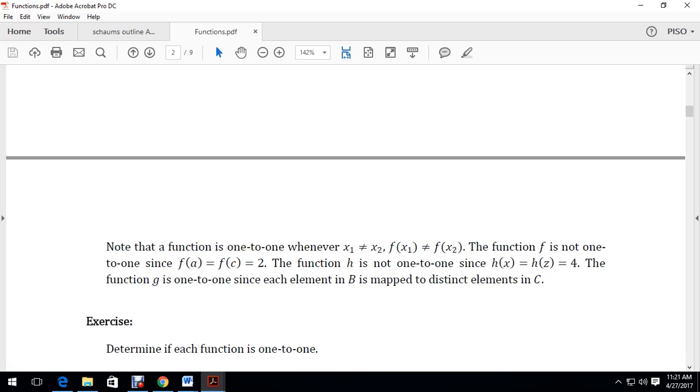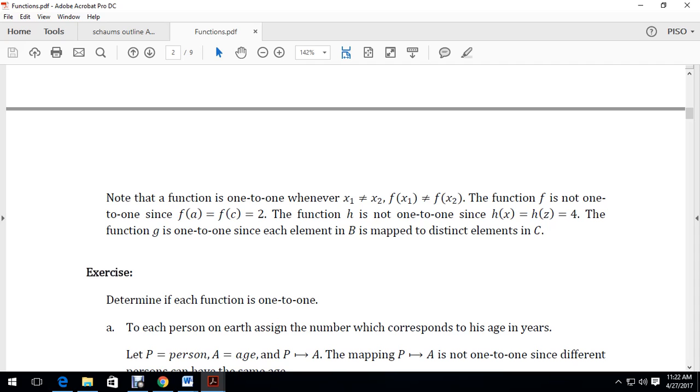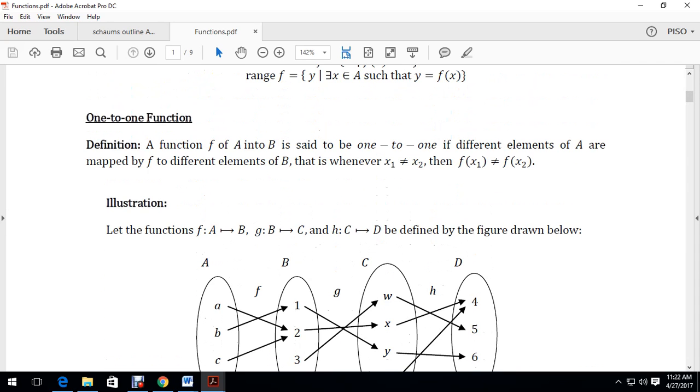Okay, so again, this is the formal reason. Note that a function is one-to-one whenever x sub 1 is not equal to x sub 2, such that f of x sub 1 is not equal to f of x sub 2. The function f is not one-to-one since f of A is equal to f of C is equal to 2. The same goes for the function h. The function h is also not one-to-one since h of x is equal to h of z, which is equal to 4. The function g is the only function in the illustration that is one-to-one, satisfying the condition for the definition of a one-to-one function.